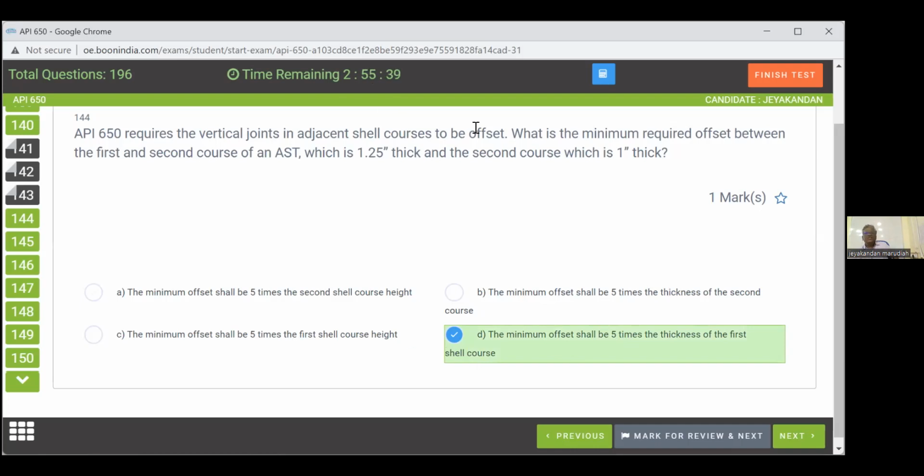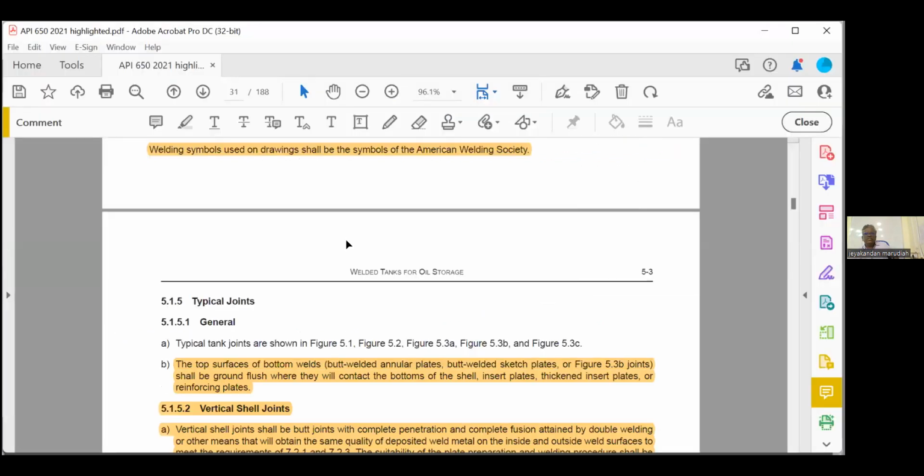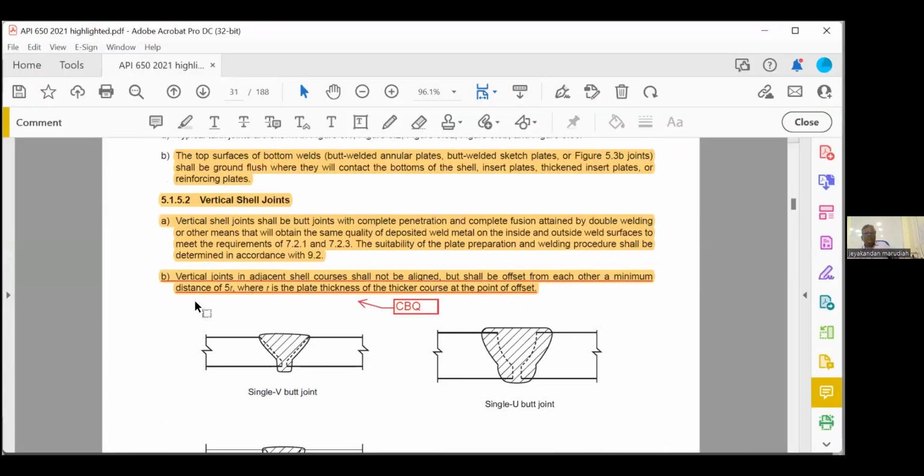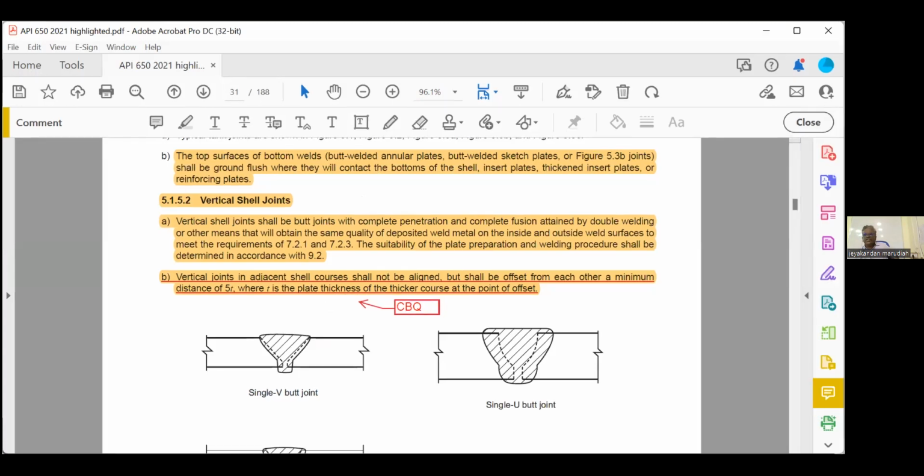Where is it given? It is given here, 5.1.5.2.b: vertical joints in adjoining courses shall be offset, 5T, where T is the thickness of the thicker course. Okay, next one.